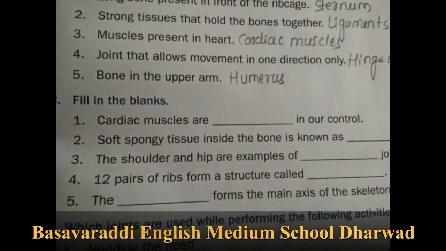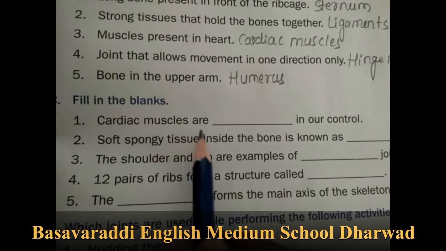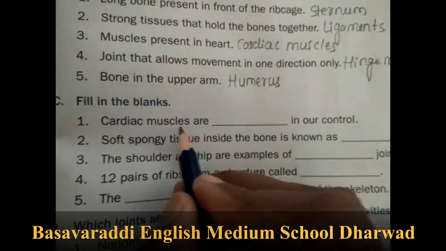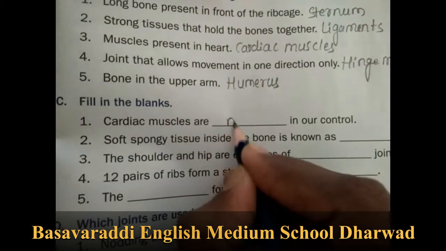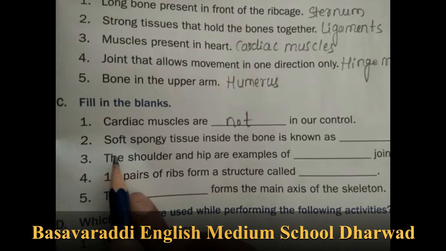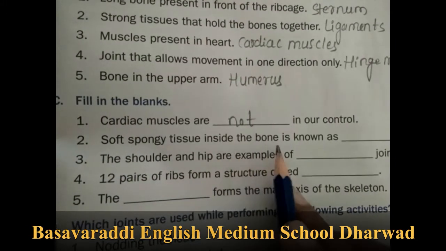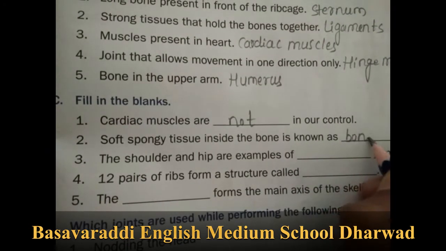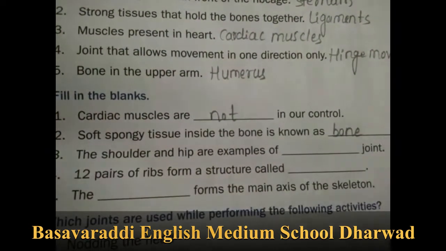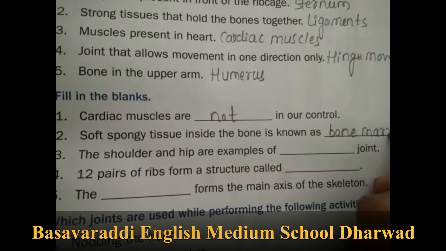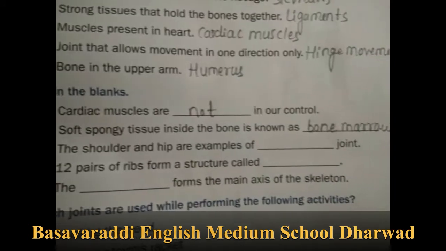C question, fill in the blanks. The cardiac muscles are dash in our control. Cardiac muscles are not in our control. Second one, soft spongy tissue inside the bone is known as bone marrow. Bone marrow, M-A-R-R-O-W, bone marrow.